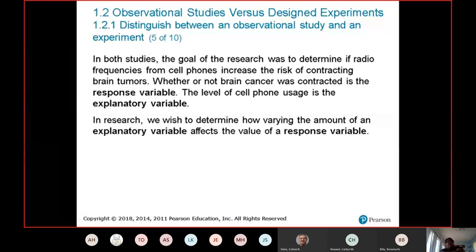Whether or not a brain cancer was contracted is the response variable. Write that down, because you're going to have some homework questions about that. The level of cell phone usage is the explanatory variable. The explanatory variable is the independent variable. The level of cell phone usage is going to come before the brain cancer, right? If you don't have a cell phone, there's absolutely no chance of you having brain cancer by a cell phone. So the cell phone is the independent. The dependent variable is the brain cancer. That depends on the cell phone usage.